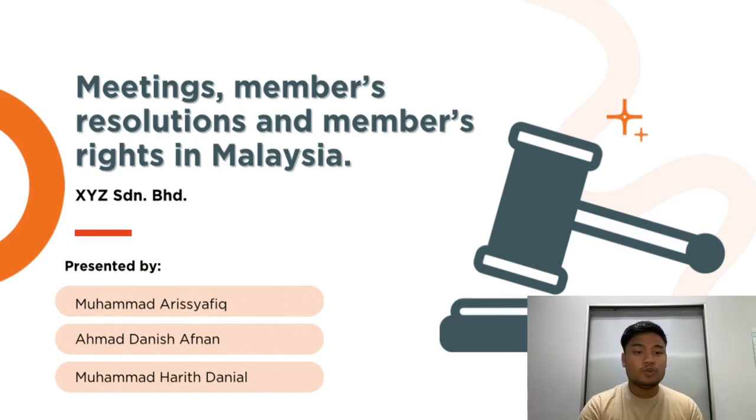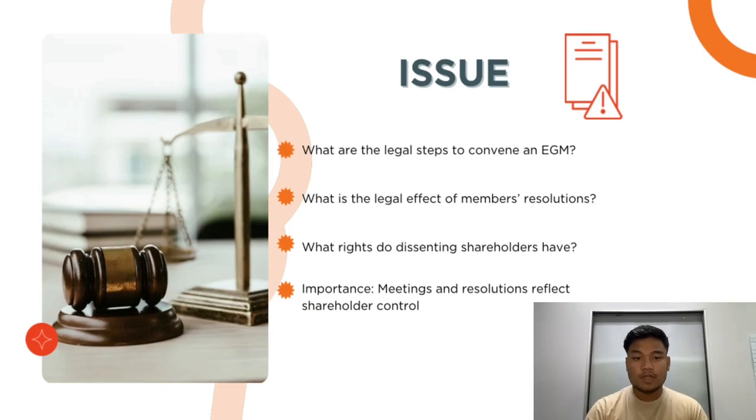So don't worry, we will use the ILAC method to analyze this situation, which is issue, law, application and conclusions. Now let's jump into the issue. So the issue here is, what are the legal requirements to convene an EGM in Malaysia? Second is, what is the legal role and effect of member resolutions? Last is, what rights do dissenting shareholders have under the Companies Act 2016? The issue is important because meetings and resolutions are core mechanisms for shareholders to exercise control, especially in private companies, where shareholders often double as directors.